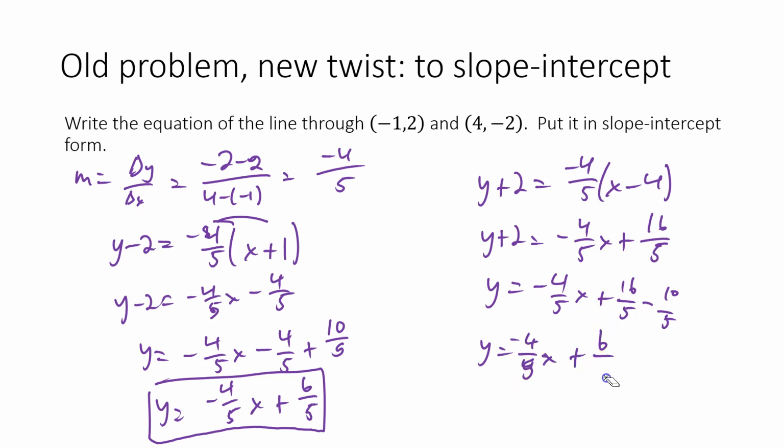Same thing. If I wrote a 5, it would be the same thing. There we go. So no matter which way you do it, you're going to end up with the same slope-intercept form. So it's a good way to check to see if it gives you the same line. All right. Let's try parallel lines.